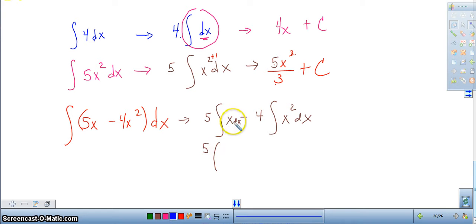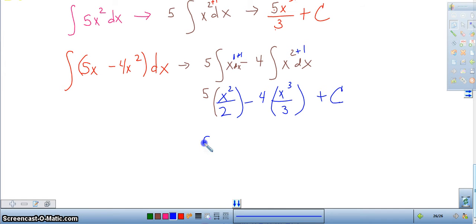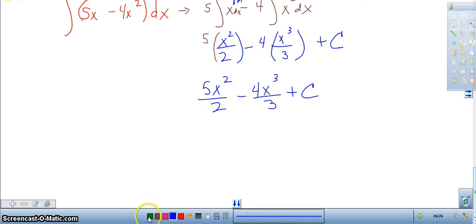All right, so if I integrate this, I have a power of 1. So if I add 1, 1 plus 1 is 2. So I get x squared, and I have to divide by the power, which is 2, minus 4. Here if I add 1, that's 3. So x cubed over 3 plus c, because this is a general solution because it's indefinite. So I would just rewrite it as 5x squared all over 2 minus 4x cubed all over 3 plus c. Okay, let me show you one more.